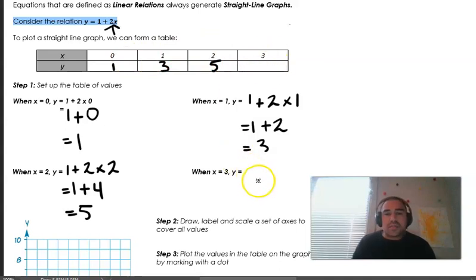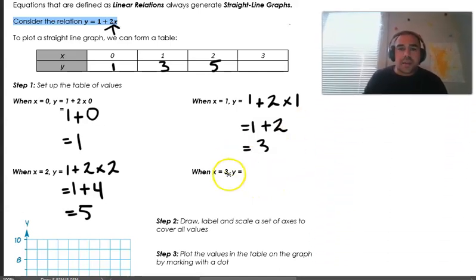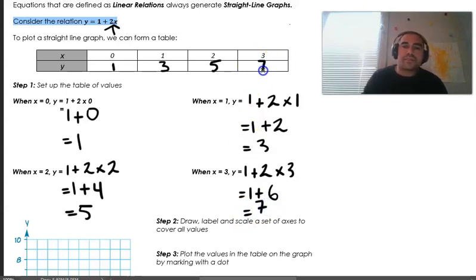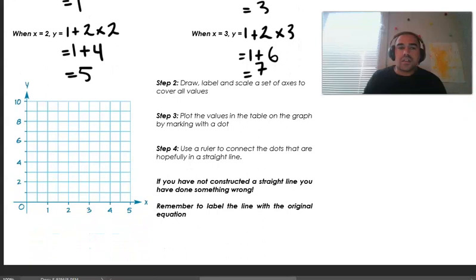But just to double check to make sure that this is the case, when x is equal to 3, y is going to equal 1 plus 2 times 3. Work out what 2 times 3 is first. It is equal to 7. So we've got our x values, we've got our y values. The next thing we're going to do now is sketch this on a graph.